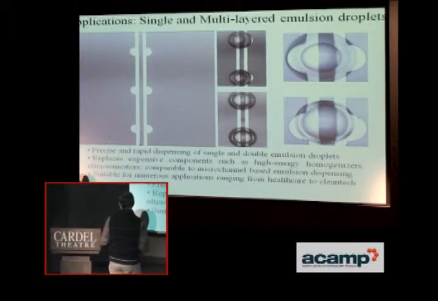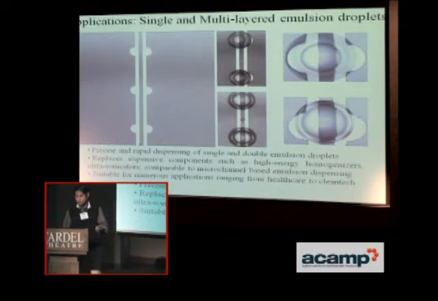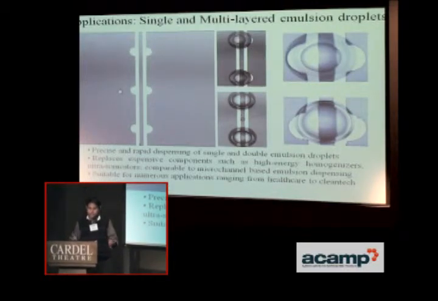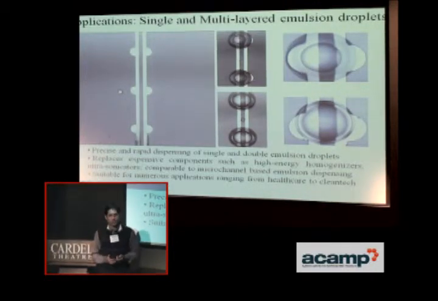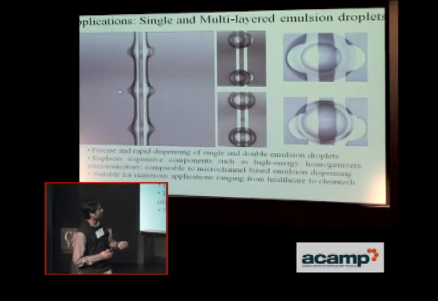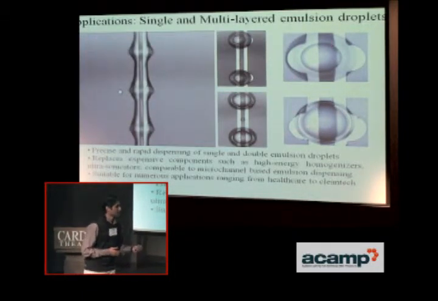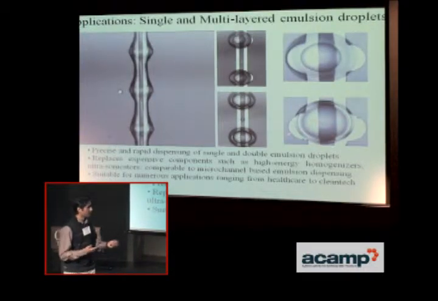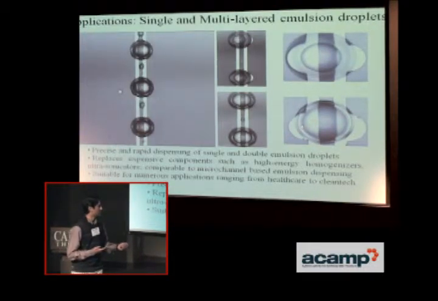The other big application that we offer is a precision emulsion dispensing technology. We have a device, an actuation methodology, which could be used to form numerous arrays of very precisely positioned emulsion droplets. These could be monolayered or single emulsion droplets, or they could be double or triple, higher multiple layer emulsion droplets.